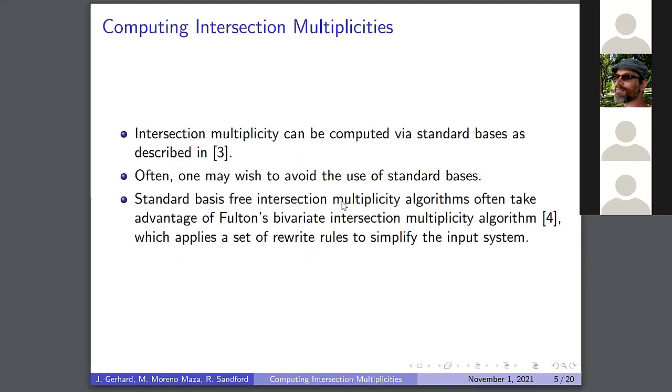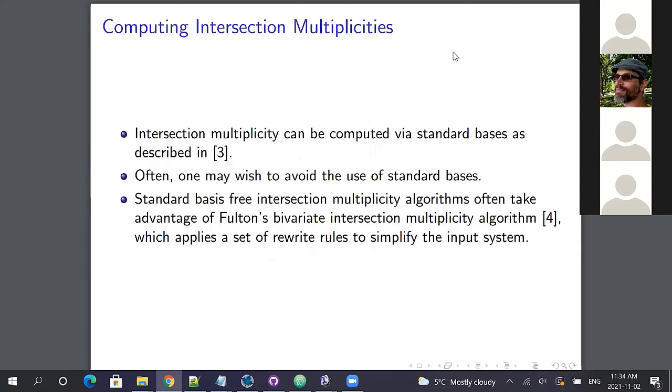I'm basing it off of this book on Singular, and they have a theorem that talks about basically how you can rewrite the definition of intersection multiplicity to an equivalent definition using a standard basis. Okay, thank you. Thanks, Ryan.